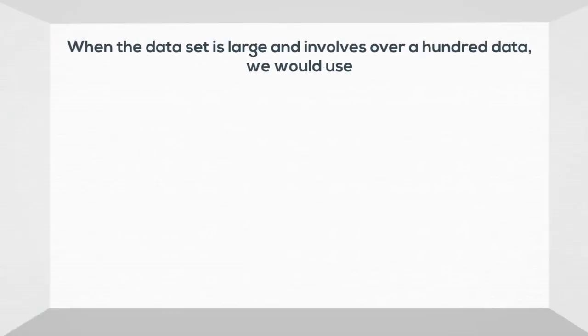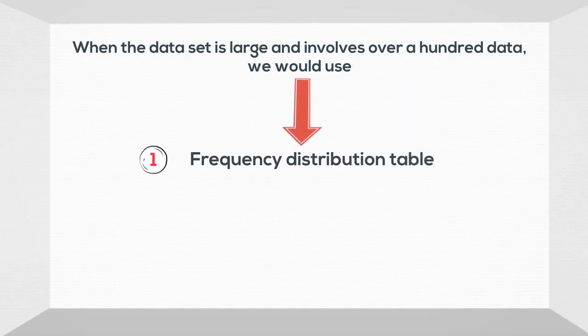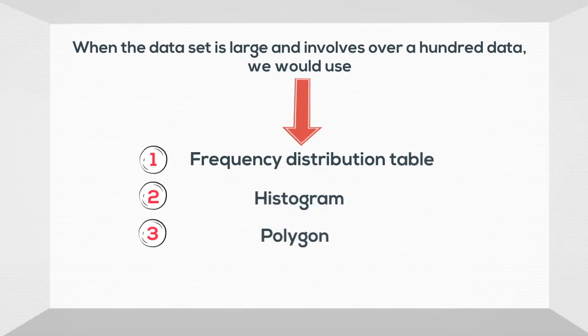The frequency of a particular observation is the number of times the observation occurs in the data. The distribution of a variable is the pattern of frequencies of the observation. Frequency distributions are portrayed as frequency tables, histograms, and polygons.